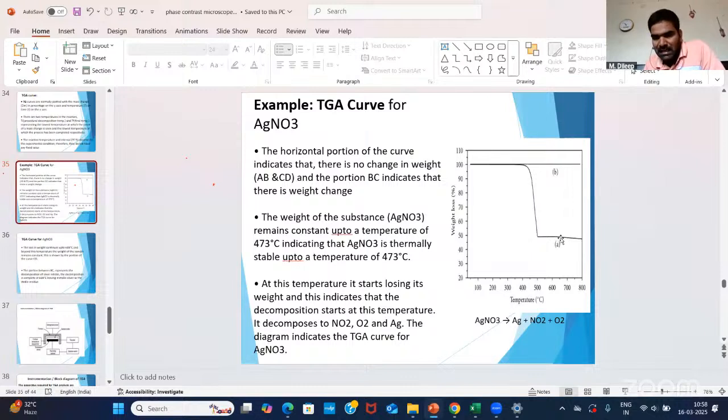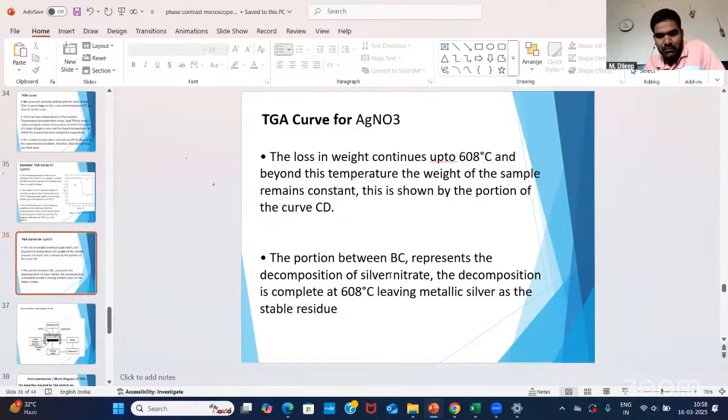Up to 608 degrees, again it will be constant. From there, again it will change. So, beyond this temperature, the weight of the sample remains constant. This is the portion of the curve CD.